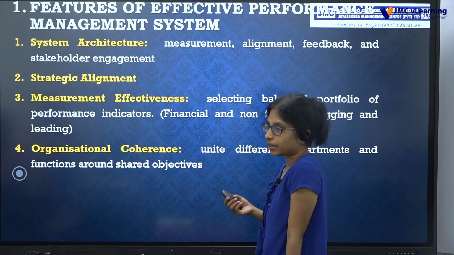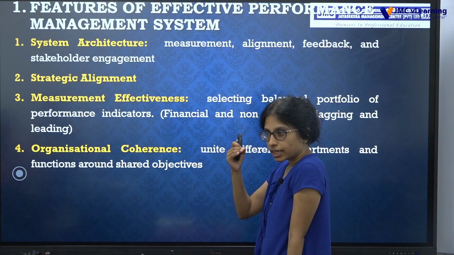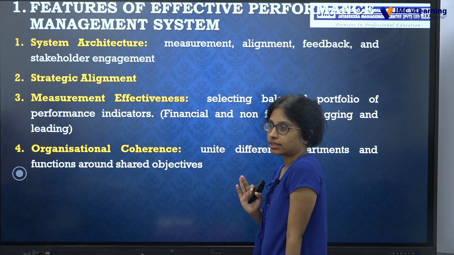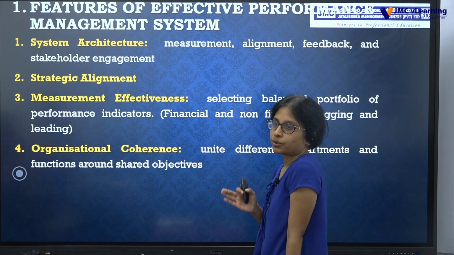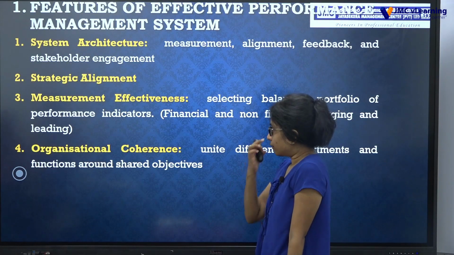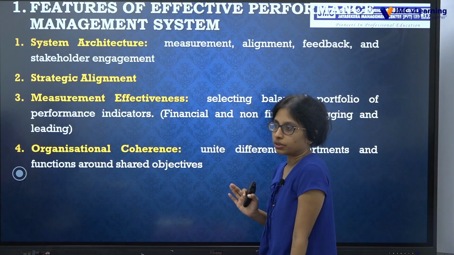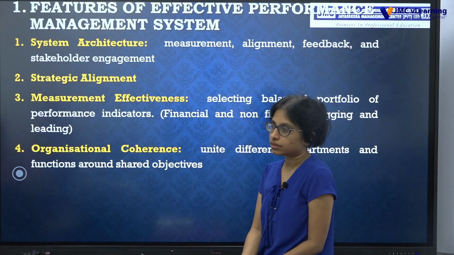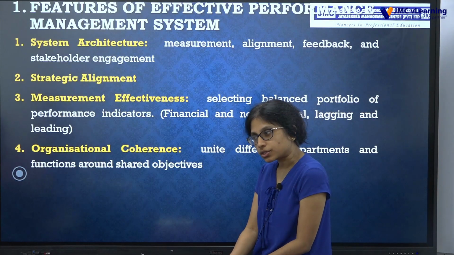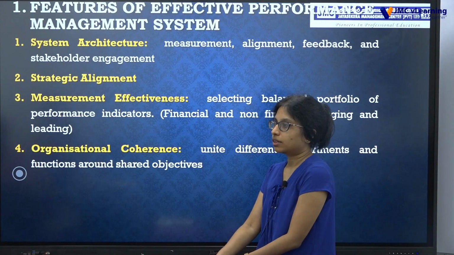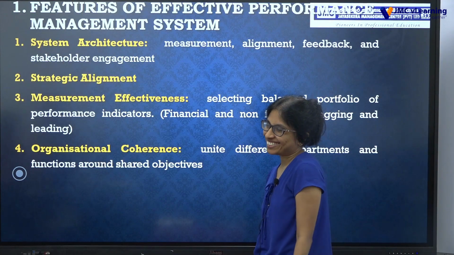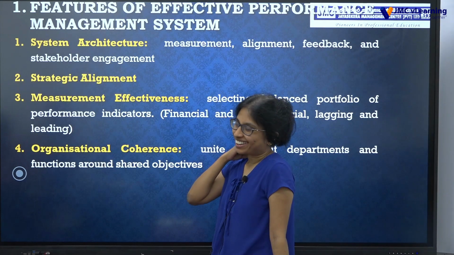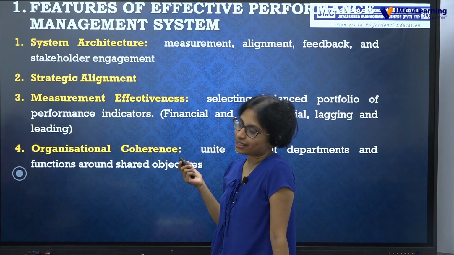First one, system architecture. That means all the elements of the system should be well designed, well organized, well planned. Likewise, the architecture has to be good. You have to have proper evaluation methods, then proper evaluation frequencies. Next one, strategic alignment.